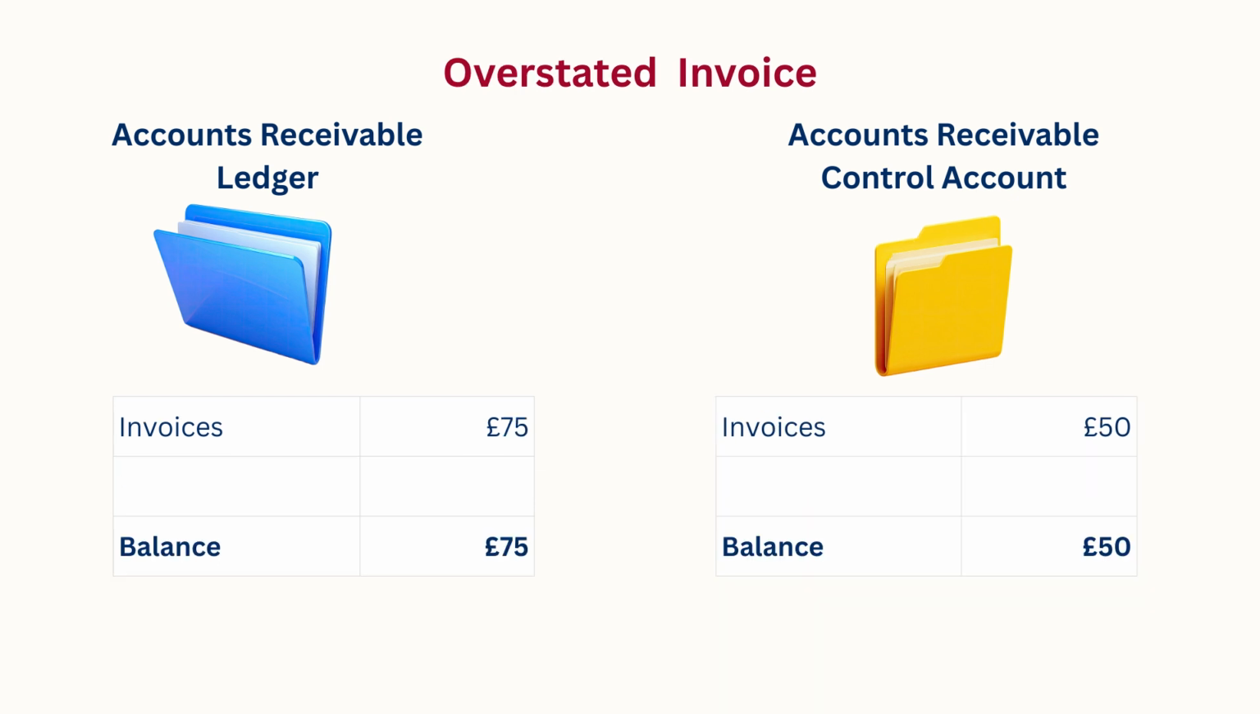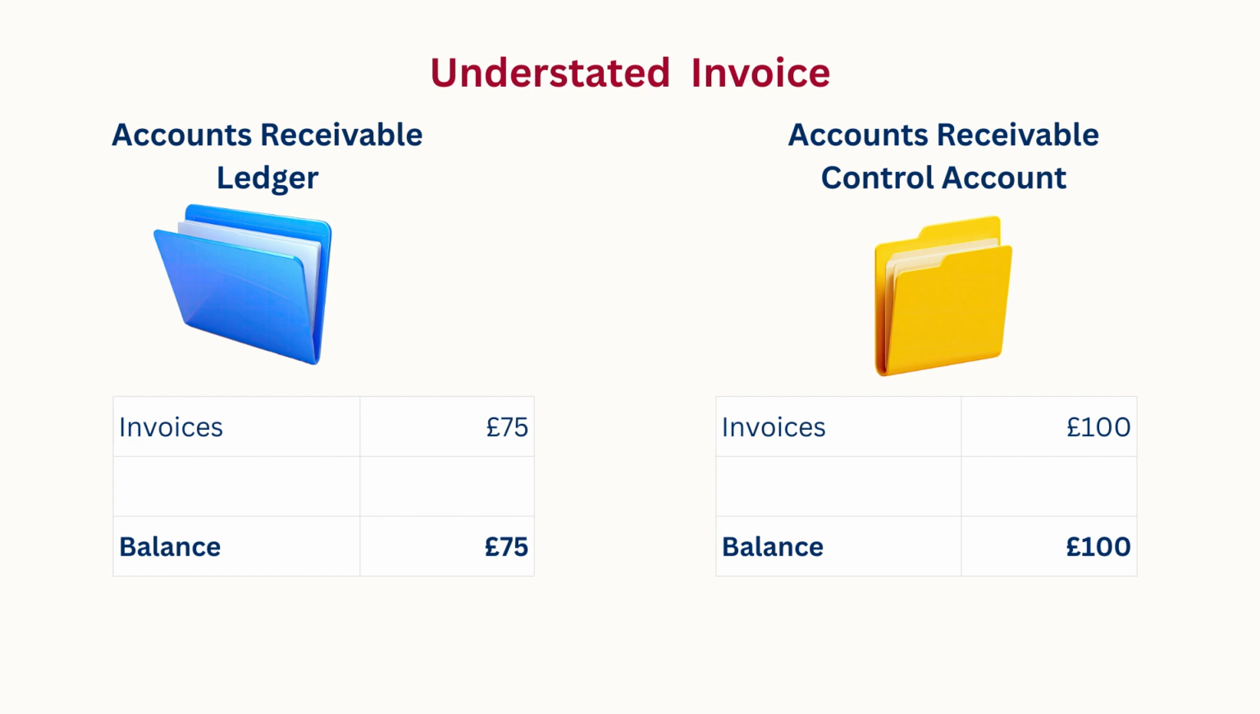Another type of error is overstated invoice. In this example, the invoice should have been recorded at £50, but in the Accounts Receivable Ledger it has been entered as £75. That means the invoice is overstated by £25 in the customer ledger. This creates a difference between the ledger and the control account and is an example of an overstated invoice in the subsidiary ledger.